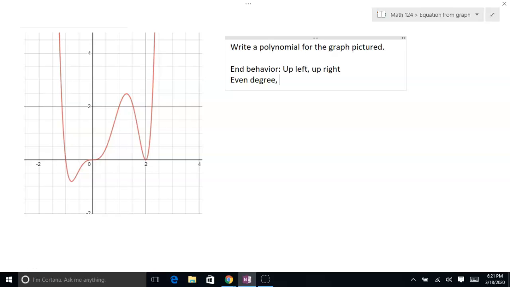And the leading coefficient is positive. If it were negative, I'd be going down both ends. It's positive, so I'm going up. You'll see my own private abbreviation for leading coefficient.